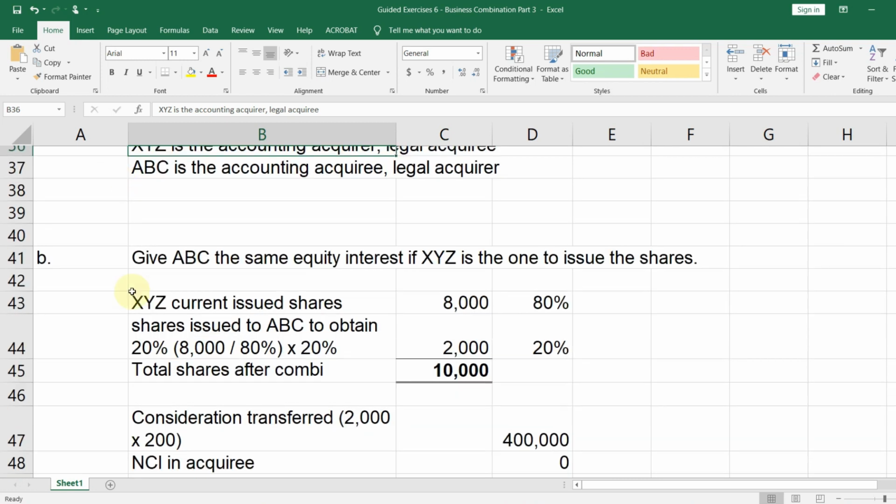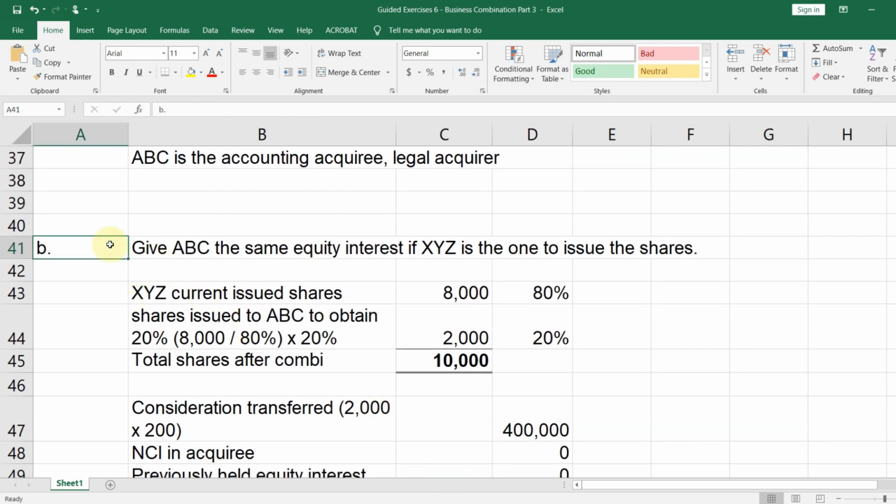Letter B, how much is the goodwill? The standard tells us how to account for reverse acquisition. It says the consideration transferred is computed as the shares that XYZ should have issued, if XYZ were the one issuing, giving ABC the same interest. So, you turn the world of the transaction upside down. What if XYZ were the one issuing shares? Then it would give ABC the same equity interest that was agreed upon.